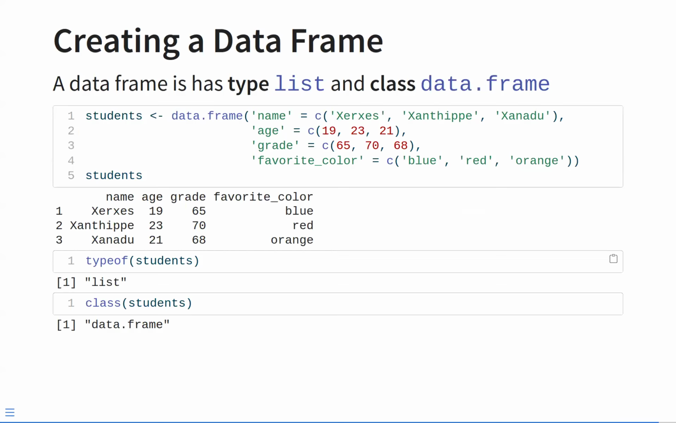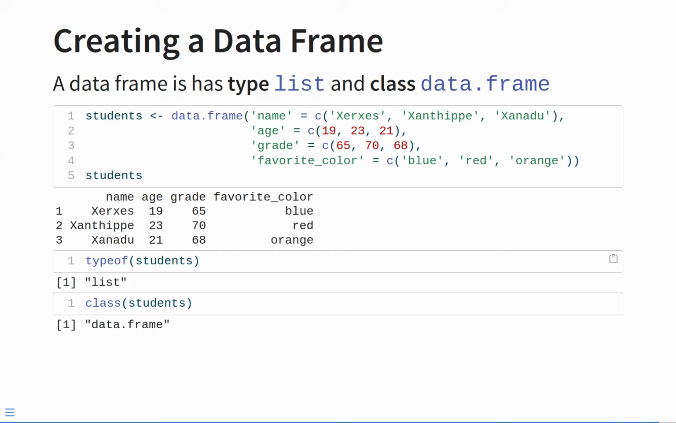Here I'm going to create a data frame with some ridiculous information about Xerxes, Xanthippe, and Xanadu: their age, their grade, and their favorite color. I can do this using the data.frame command. Notice that this is very similar to what we used to create a list earlier on. The difference is that each of the vectors that I am putting together to make this special data frame has to have the same number of elements. So a data frame has a restriction. The restriction is that each of the elements in the list is a vector of the same length, although they're allowed to contain information of different types.